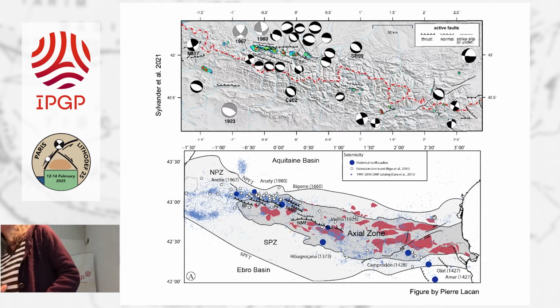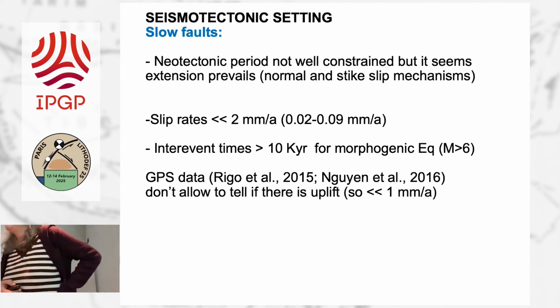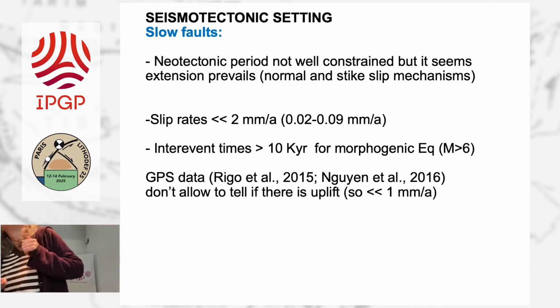Okay, so first, I'm going to highlight these points. We are in a place where faults are really slow. At present, during the neotectonic period, it's not well constrained, but it seems that extension prevails. Slip rates of the faults are way smaller than 2 millimeters per year. These are the ones that I constrained for the fault I studied in my PhD. And that means interseismic times of way larger than 10 kiloyears for these morphogenic earthquakes.